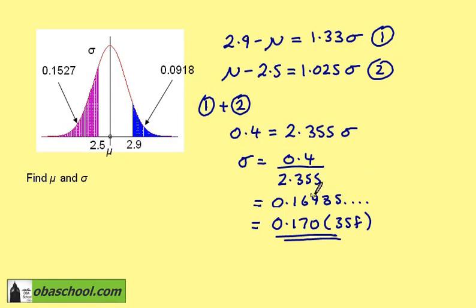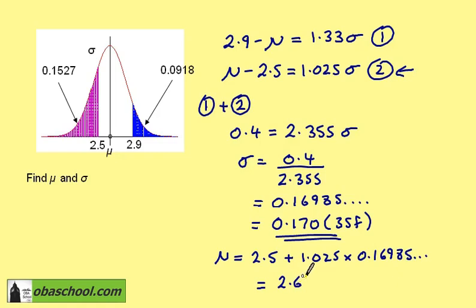To find mu, substitute this value back into 2, and we get mu is 2.5 plus 1.025 times 0.16985 and so on, and this gives us 2.67, correct to 3 significant figures.